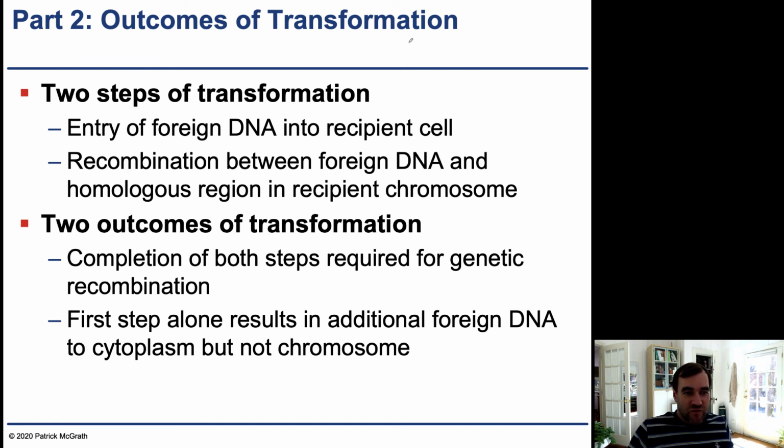So for the outcomes of transformation, the DNA enters into the recipient cell, and then recombination between the foreign DNA and the homologous region in the chromosome allows for a kind of permanent transformation. Both of these steps are required for any permanent effect on the recipient cell. The first step alone results in foreign DNA in the cytoplasm, but it's only the action of recombination that allows this DNA to enter into the chromosome.